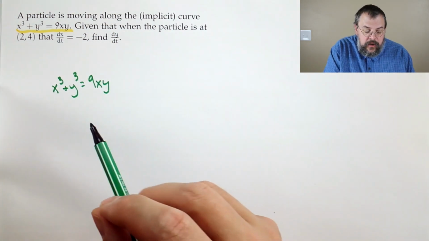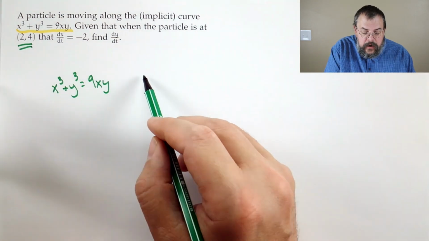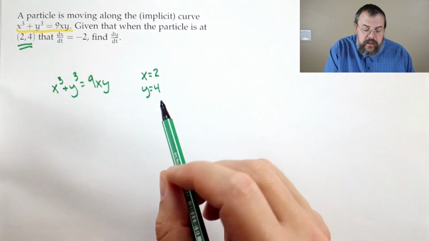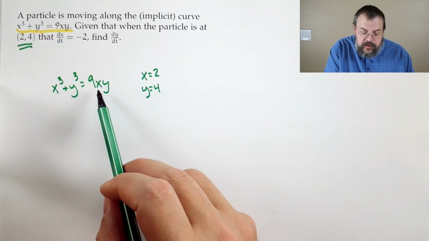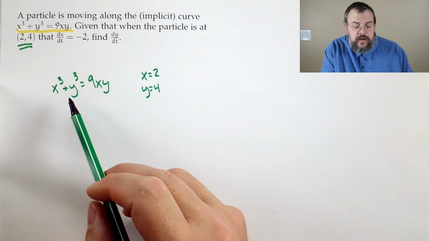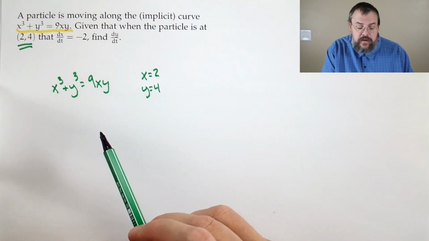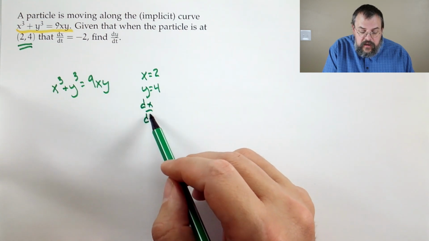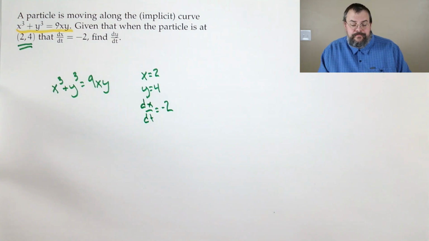Now what else do we know? Well, we're told there's this point. It's at (2, 4), which means that x equals 2, y equals 4. You could, by the way, check. Is it the fact that 2 cubed plus 4 cubed is 9 times 2 times 4? Well, 2 cubed is 8. 4 cubed is 64. Put those together is 72. 9 times 2 times 4 is also 72. And then we're also told dx/dt is negative 2. All right, so there's all our information.